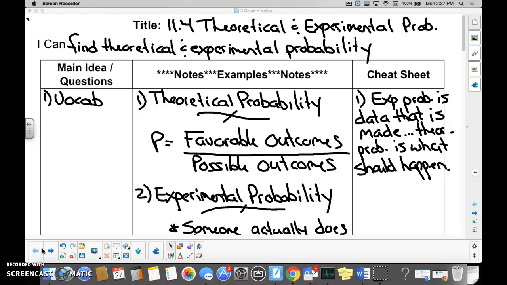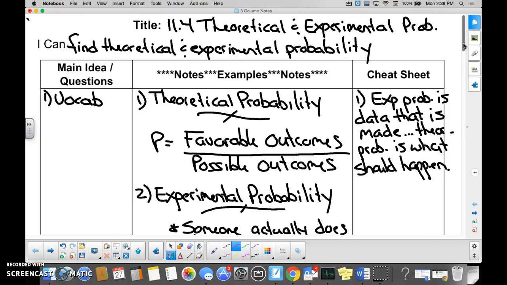Not quite sure we could hear you on that, but I can find theoretical and experimental probability, Yasmin says. And this is what we did. We also threw in some odds at the very end, you're going to see in a second. Really important that you understand what theoretical probability is. It is the exact same formula we've been working with all year. It is literally the probability formula.